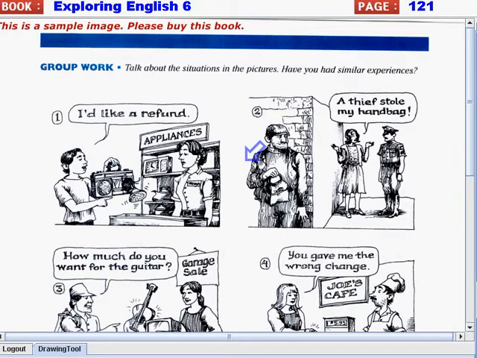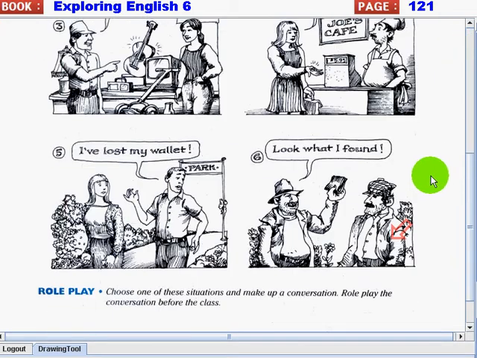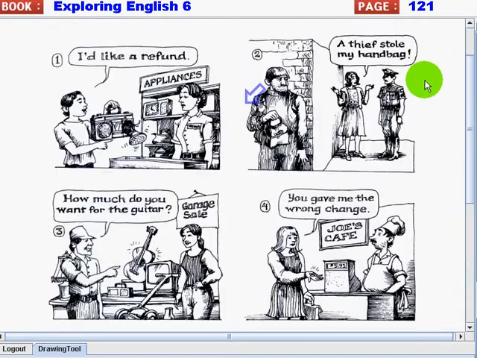We are going to start our lesson with an activity. We have to talk about the situations in the pictures. Have you had similar experiences? I'm going to read the following. I want you to listen to me and look at the pictures.